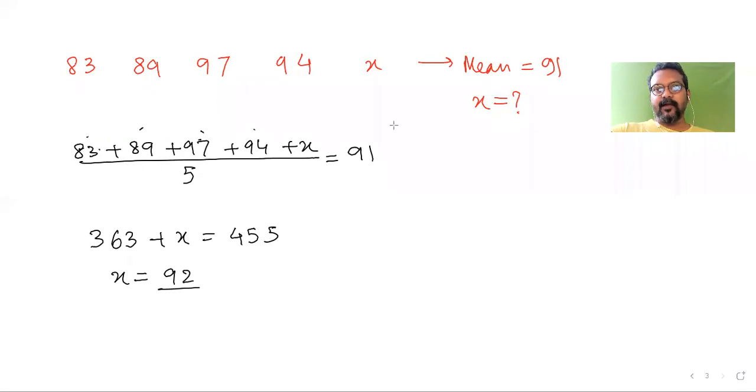Now, can we do something faster? Because this takes time, right? And since calculators are not allowed, unfortunately, what if you make a mistake in the addition? Then you end up getting it wrong. And unfortunately, if that option is there in the answer choices, then you would have no way of understanding whether you've done it right or wrong. So how do we avoid this calculation?